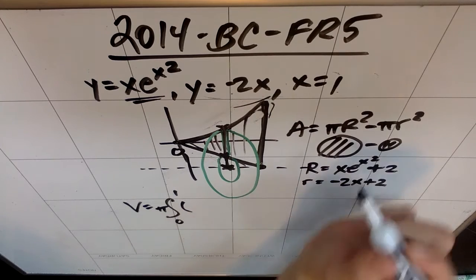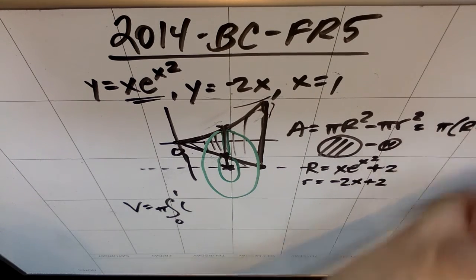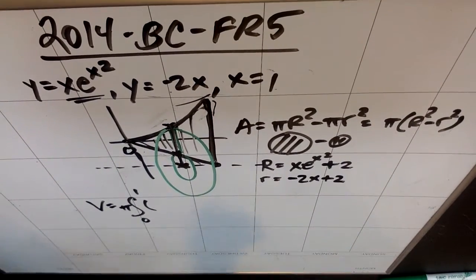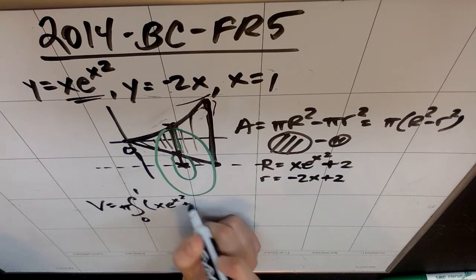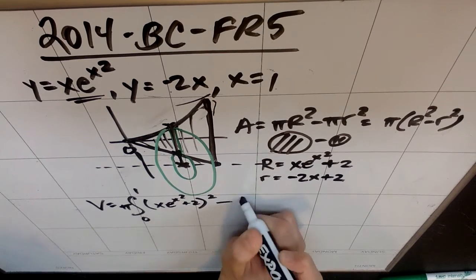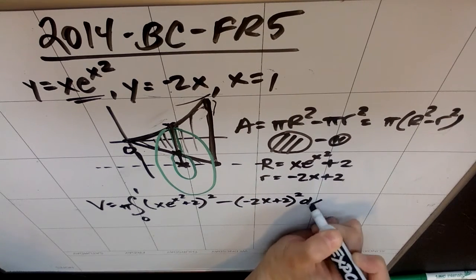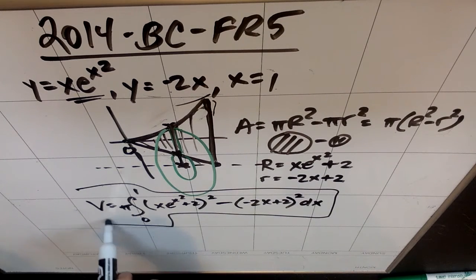So pi big R squared. See how up here, if I wanted, I could pull the pi out and make it big R squared minus little r squared. Just make sure you're still individually squaring the r's. It is not the quantity that is squared. So pi times big R squared, where big R was x e to the x squared plus 2, quantity squared, minus little r, which was negative 2x plus 2, also squared as a quantity, with respect to x. And that's what they want. That's what they want to see. They don't want you to evaluate it, which was nice of them because that would be no fun at all.